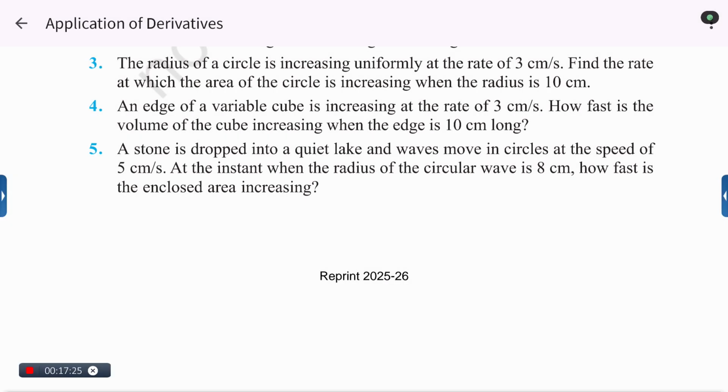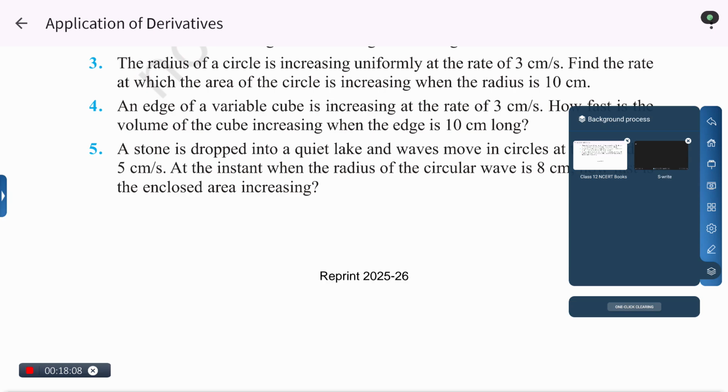Yes, what is that, Kanna? A stone is dropped into a quiet lake and the waves move in circles, concentric circles, ripples, at the speed of 5 centimeter per second. When the radius of the circular wave is 8 centimeter, how fast is the enclosed area increasing? Generally, they are asking how fast the area is increasing. The concept is taken into some story, looks like a case study. Correct?